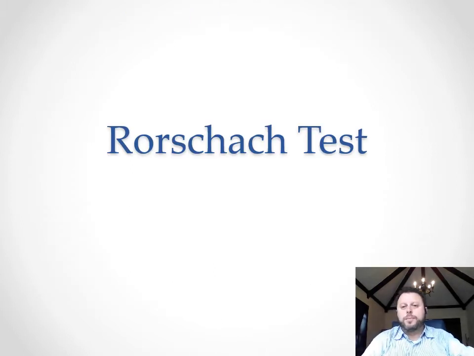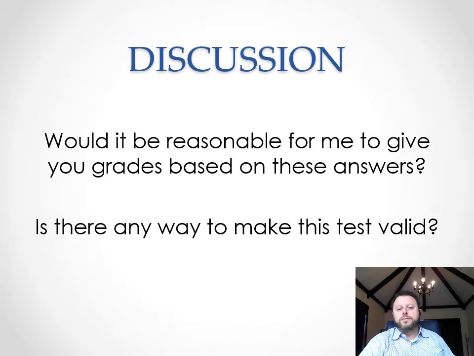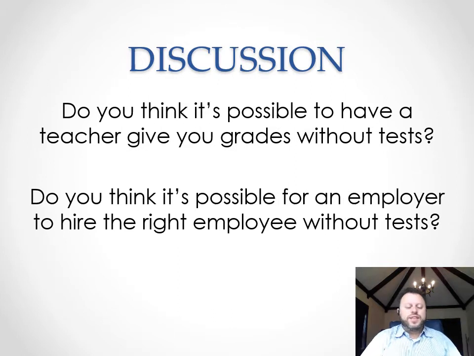The Rorschach test is commonly used in job selection and in psychiatry. So let's talk about this when we get into class, but really the question is, I'm sure you've seen these somewhere, what do these look like and what does that mean? Now, would it be reasonable for me to give you grades based on those? No, of course not. Depending on the class, but still probably no. I couldn't say, here's a picture of some ink, tell me what it looks like, and that determines your grade. So is there any way to make something like this valid?